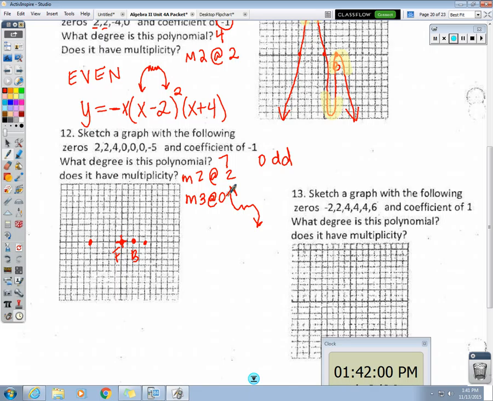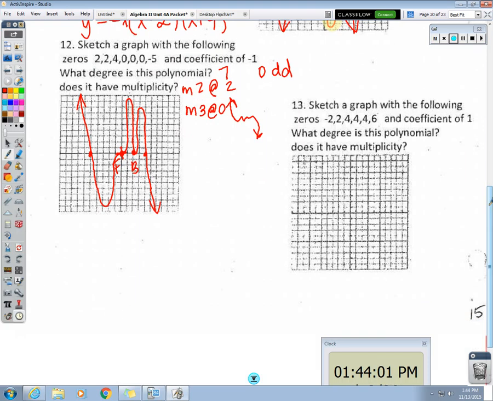Okay, now I know that it goes up on the left, down on the right. Do you all know how we know that? Because we know it goes opposite directions because our degree was odd. And since our leading coefficient is negative, it has to go down on the right. So we'll come down, cross through, go back up, flatten out right here, go up, come down and bounce, and then go back down. Okay?